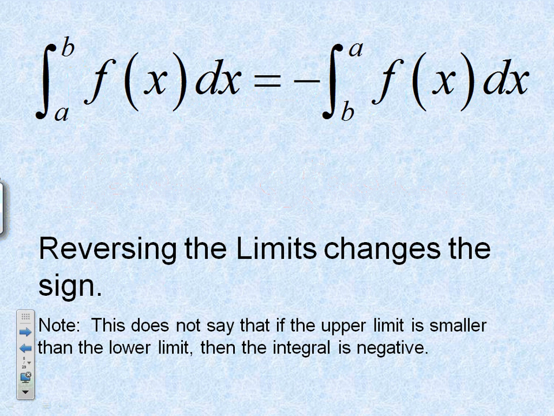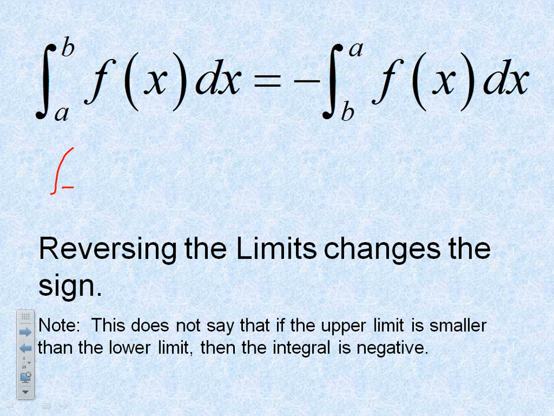Okay, the integral from a to b of f of x dx is the opposite of the integral from b to a of f of x dx. I put this on the board last week. Here's what the rule actually says. Reversing the limits of a definite integral changes the sign. Note, this does not say that if the upper limit is smaller than the lower limit, then the integral is negative. It doesn't say that at all.